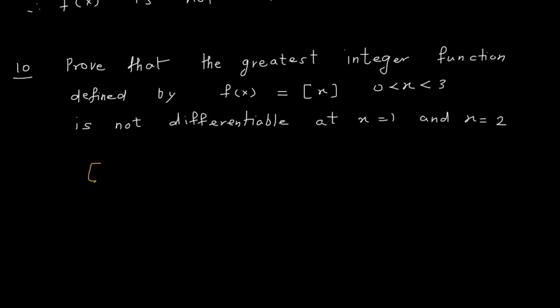So if I say here we have 5.5, then this greatest integer function's result will be 5. If we have 5, then its result is 5. And if we have 5.99, then also its result will be 5 only. Okay, so it will give me the greatest integer which is less than or equal to the given value.